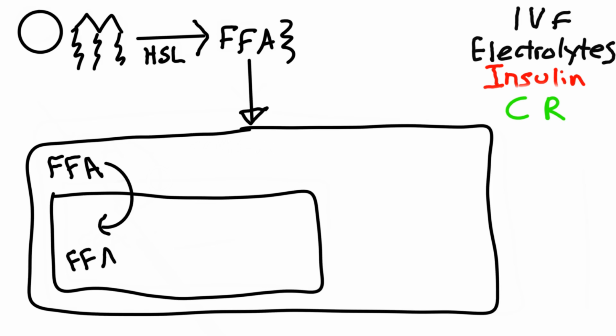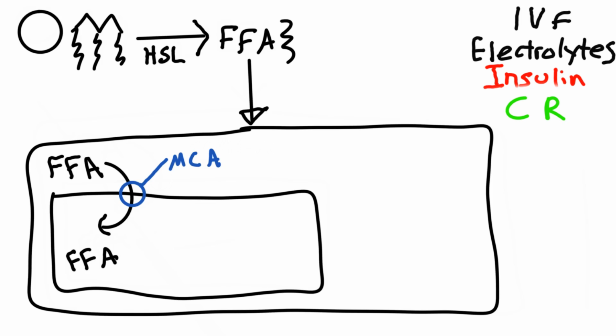But they can't go there by themselves. They need a carrier in the form of the carnitine shuttle. This is another place that insulin and the counter-regulatory hormones play a big role because the carnitine shuttle is actually mediated by malonyl-CoA, MCA. And malonyl-CoA itself is controlled by the amount of insulin and counter-regulatory hormones present.